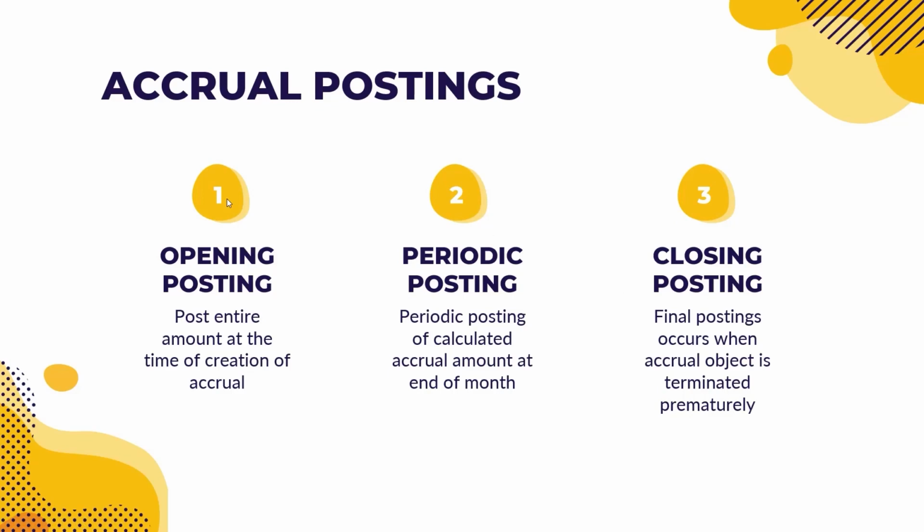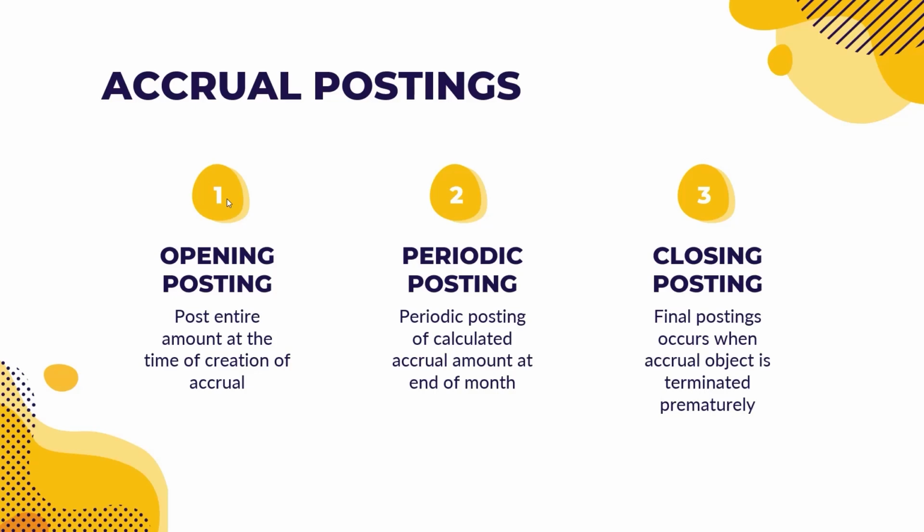Opening posting is the full amount that is supposed to be accrued, and it is posted usually when we are creating an accrual object. Periodic posting is the amount that is calculated by the accrual engine based on the accrual method that is assigned, and this amount is posted every period to the journal ledger component of SAP. This is usually a part of the total accrued value, and it is posted at the end of every month and reversed on the subsequent months.